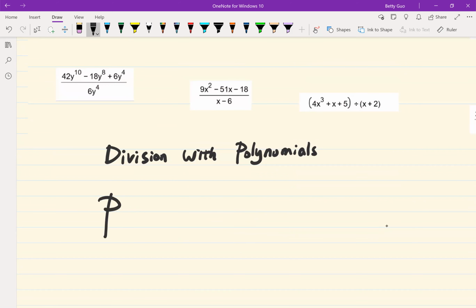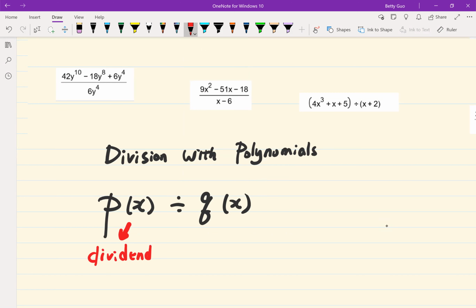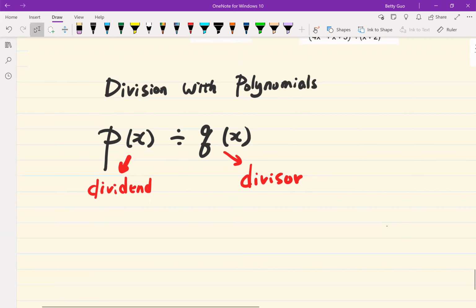If we have a polynomial p of x, and we need to divide p of x by q of x, both p of x and q of x are polynomials. We say p of x is the dividend. We call q of x the divisor. Dividend and divisor.